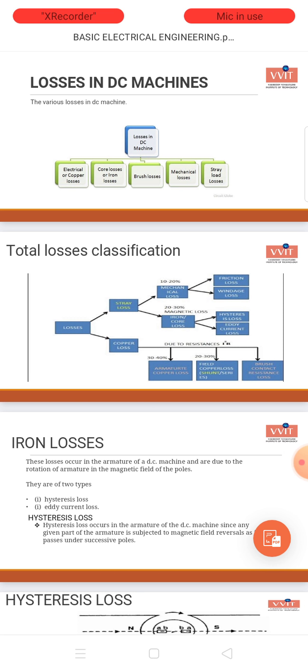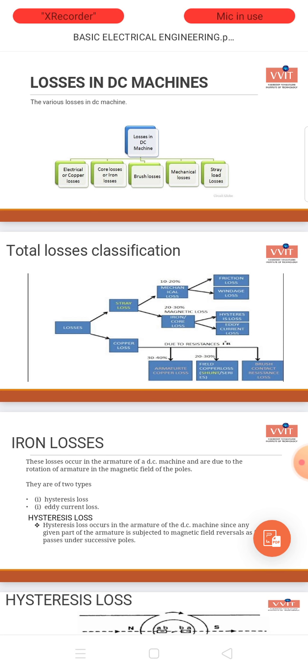20BQ1A0486. Today I am here to give a seminar about losses in DC machines. What are the various losses in DC machines? They are electrical or copper losses, core losses or iron losses, brush losses, mechanical losses, stray load losses.